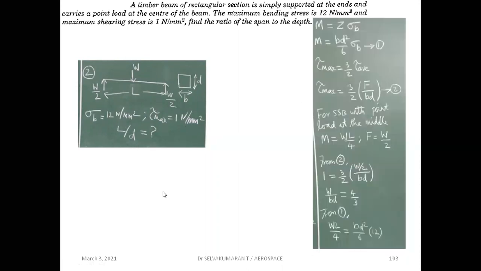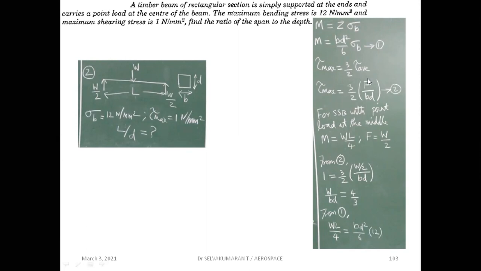This is the cross section of the beam, rectangle section. Width is B and depth is D. Bending stress is 12 Newton per mm square and the shear stress is 1 Newton per mm square. We have to find L by D. Now we know from bending stress, M is equal to I by Y into sigma B, where I by Y is nothing but Z, section modulus, and Z for a rectangle section is BD square by 6. This we have seen already. And we know the relationship between tau max and tau average for the rectangle section, which is 3 by 2 or 1.5 times the tau average.